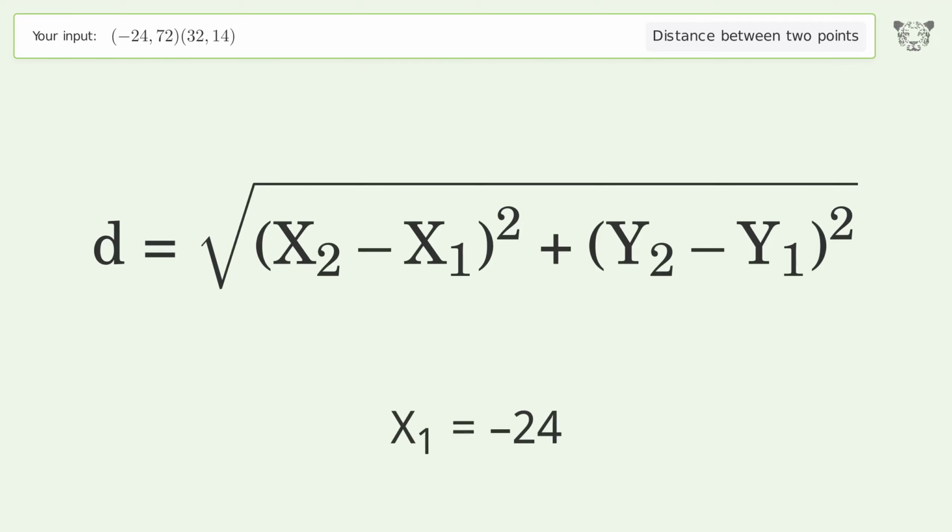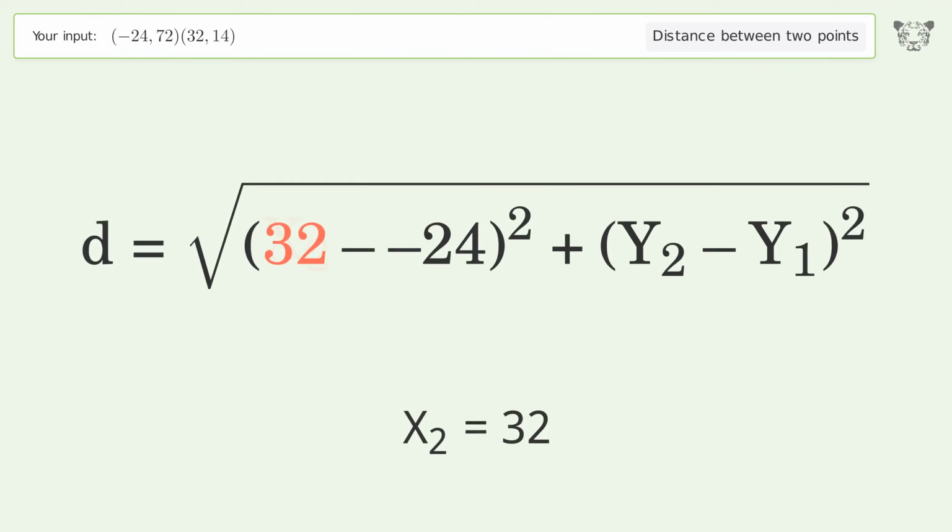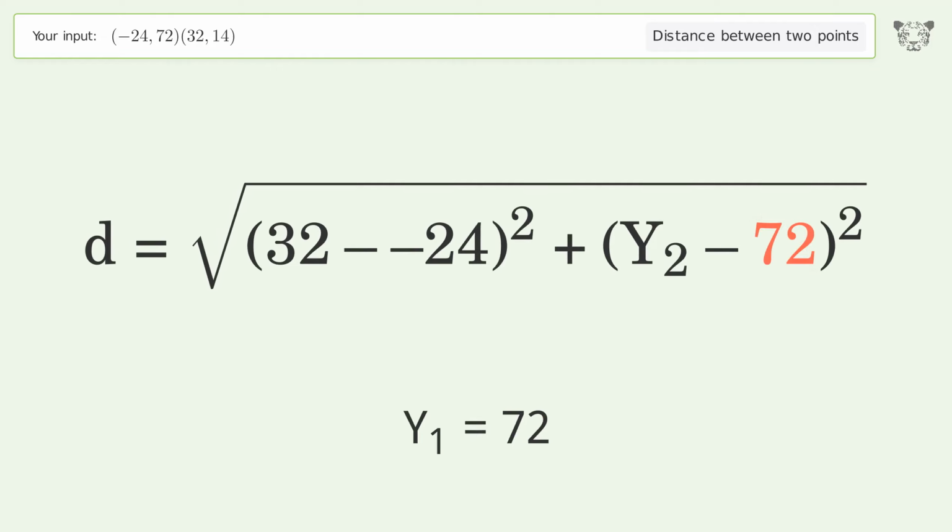x1 equals -24. x2 equals 32. y1 equals 72. y2 equals 14.